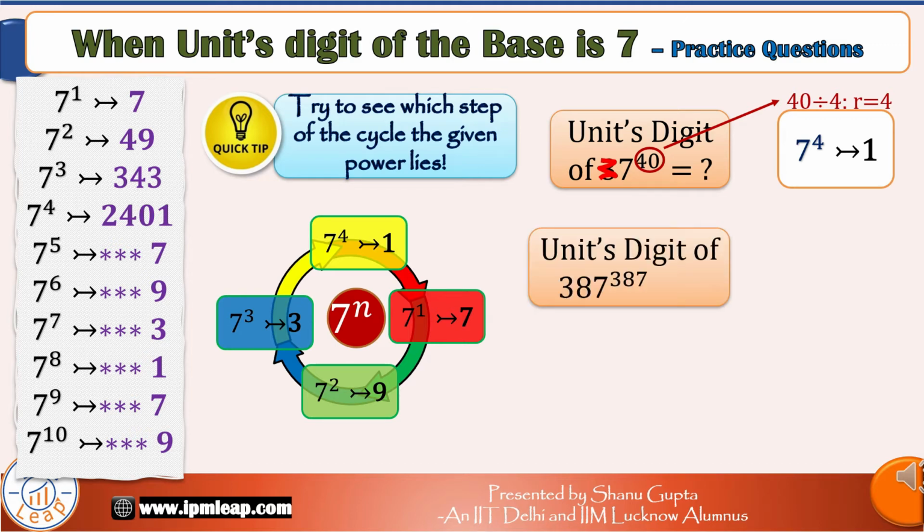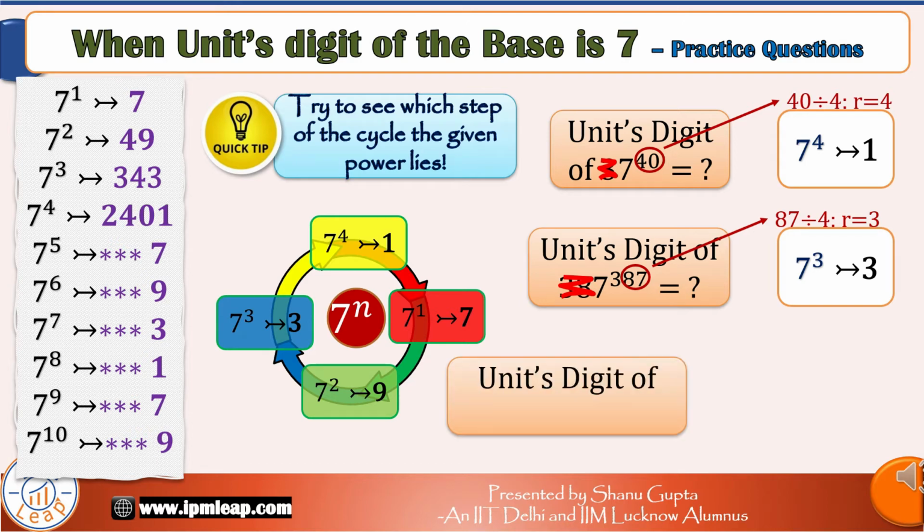Next, we have to find the units digit of 387 raised power of 387. Now don't get confused if the base and power are the same. Our procedure to solve this question doesn't change because of that. In the base, just keep the units digit 7 and ignore the digits before that. So what's the units digit of 7 raised power 387? Divide the power by 4 to see which step of the cycle you are at. Now 387 when divided by 4 leaves the remainder 3. We are at the third step of the cycle. So units digit will be same as that of 7 raised power 3. So our answer is 3.